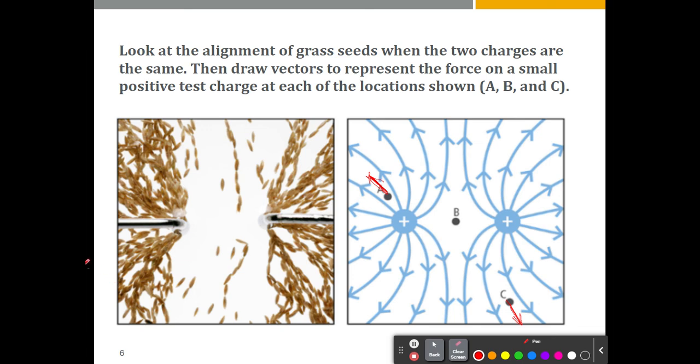And get used to seeing these field lines, because the field lines are how we represent forces. This drawing is a model. The picture on the left is a photograph of a real life phenomenon. And the drawing on the right is a model that describes or explains the phenomenon that we observe on the left. So this is a type of modeling, and we're going to use these field line models to explain what happens in various phenomena.